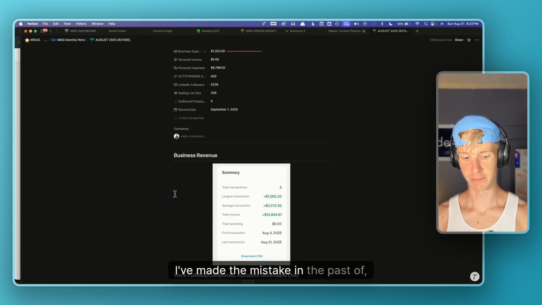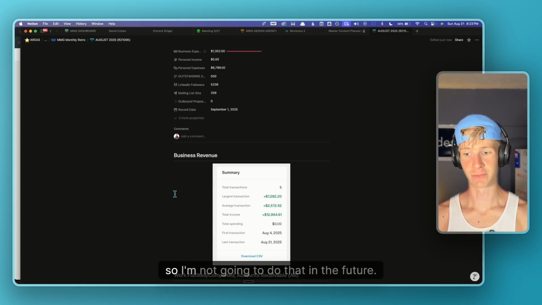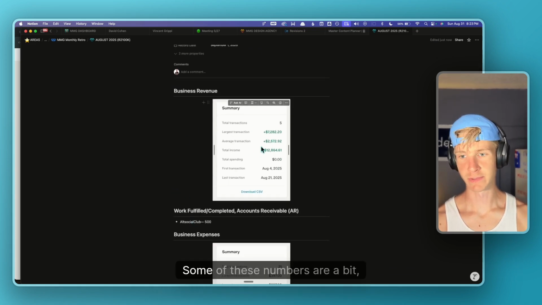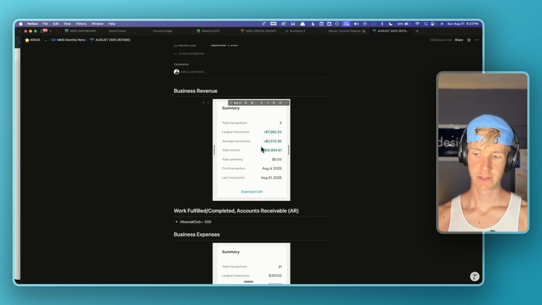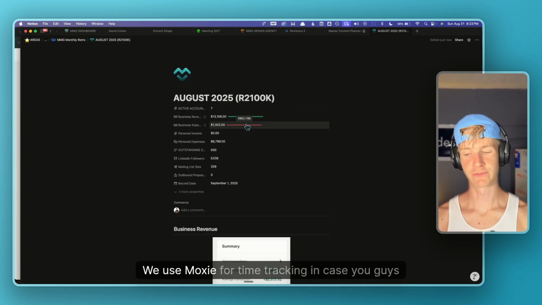I've made the mistake in the past of shouting out client names on here, so I'm not going to do that in the future. But we have, like I said, top line for the business. Some of these numbers are a bit changed because of the softwares. We use Moxie for time tracking.